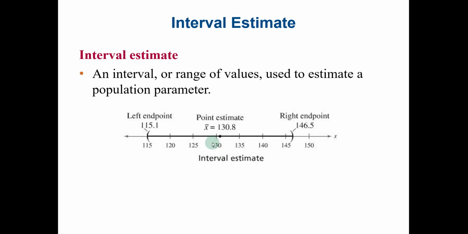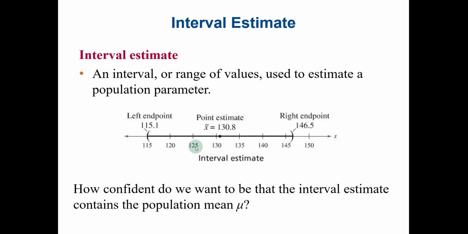We move on to the next concept, which is interval estimate. The point estimate is looking at a specific number. It's one point. But the interval estimate is looking at an interval where you have a lower endpoint and an upper endpoint. We are simply saying that at a certain level of confidence, it's going to fall within this interval. That's the idea behind it.